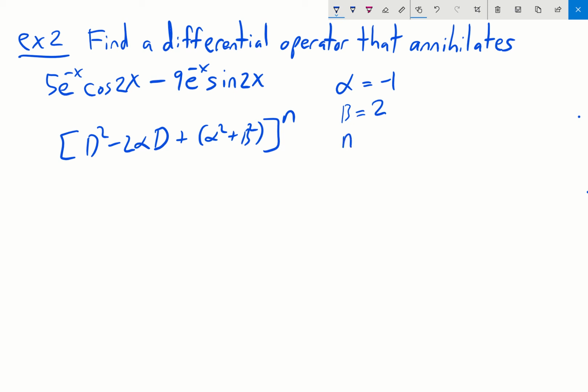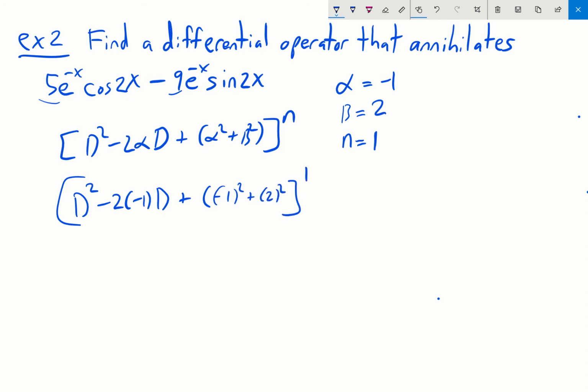And then for the n, we don't have any x terms out in front, just a bunch of constants. We have 5 and 9. Constant functions we can think of as polynomials of degree 0. So the order has to be one more degree, so it's going to be to the first power, which means that the differential operator is going to be D squared minus 2 times -1 D plus -1 squared plus 2 squared, to the first. This should be the differential operator that's going to do the trick.